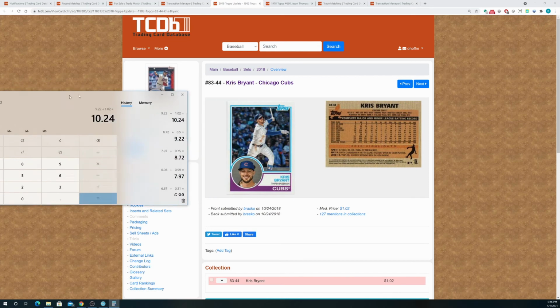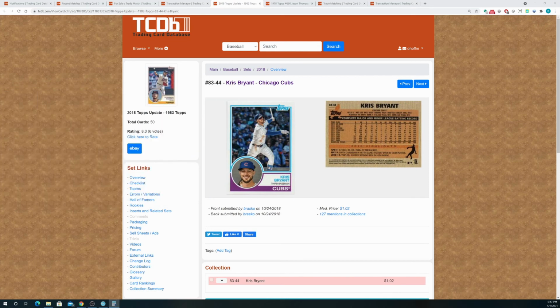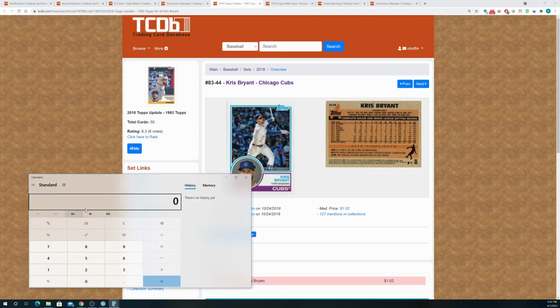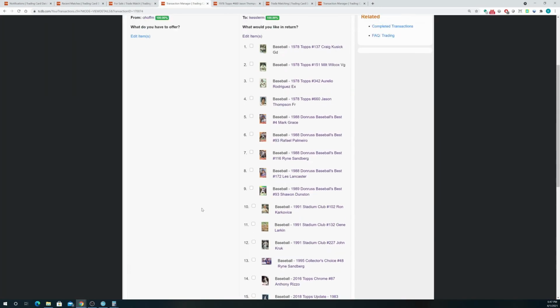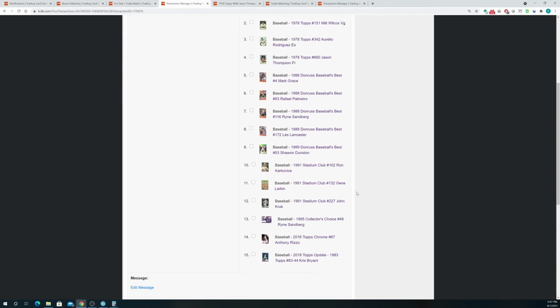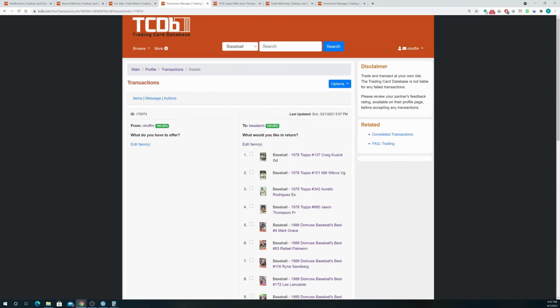Okay, so $10.24. That's the total on the cards that I have here. So for me, in order to be fair, I have to come up with a similar number for my side. If I can't come up with $10 worth of cards, I'm going to have to start taking cards away, because it's not fair of me to ask for $10 worth of cards if I'm only going to give up $2 worth of cards.